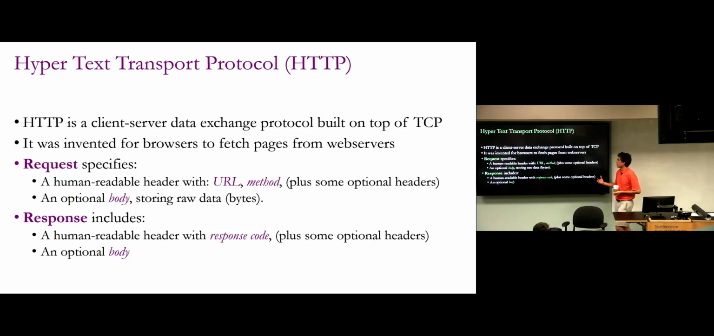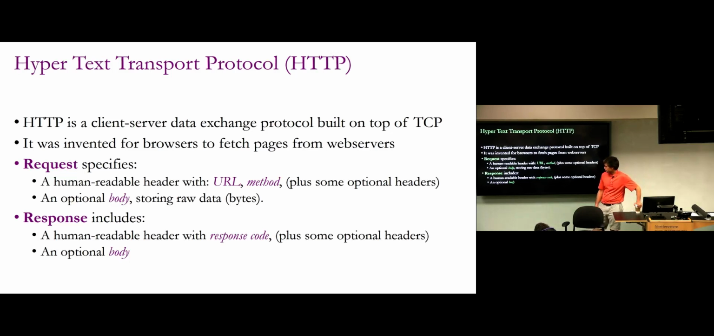In the request, you have a human-readable header. One important thing about HTTP, and you'll see this in the project and in Wireshark, is that it's all human-readable. If you look at the bytes, they're ASCII characters that form English words that you can read through, which is convenient. It's kind of large. It wastes space compared to what you could optimally do, but it makes it a little easier to debug and design.